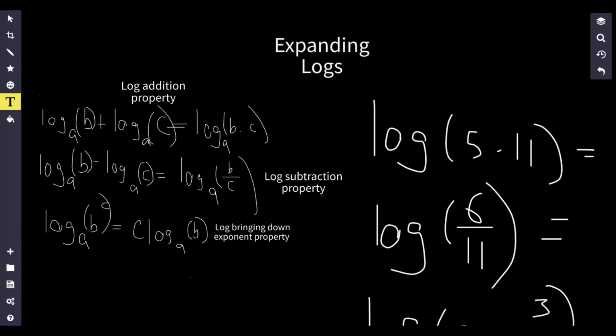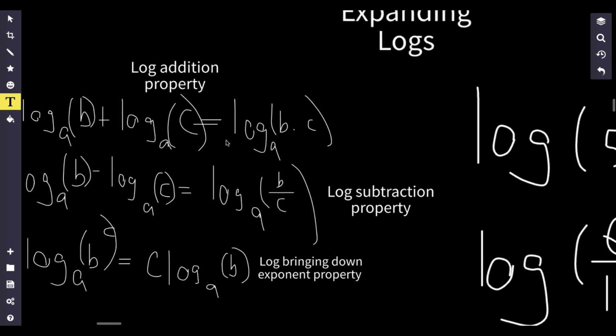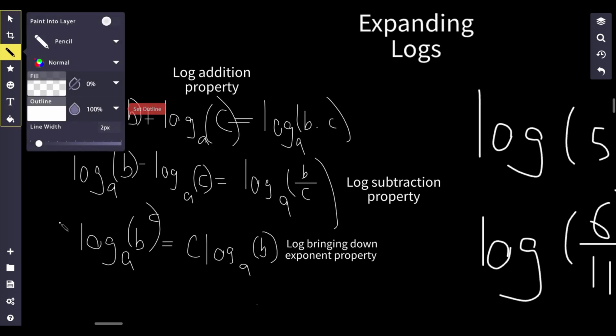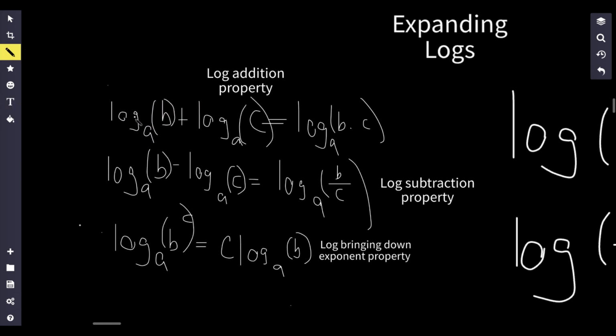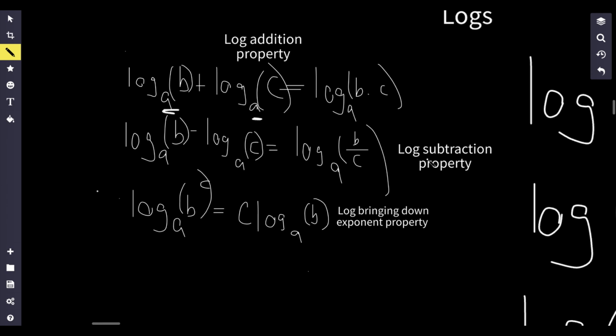Let's learn how to expand logarithms. The main three log properties you've got to know in this video start with the log addition property, where if you have two logarithms with the same base, you multiply the things inside the parentheses together. The logarithm subtraction property is basically the same, except there's a subtraction sign, meaning you divide the two things inside the parentheses. So once again, same base, but this time you divide.